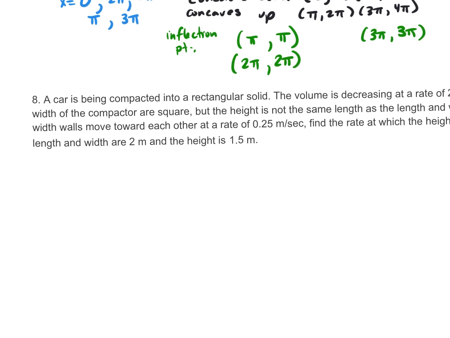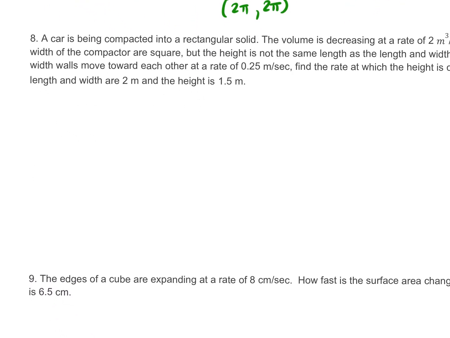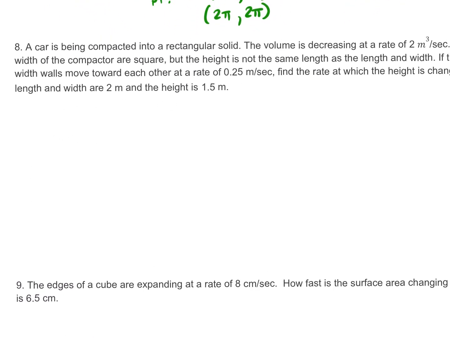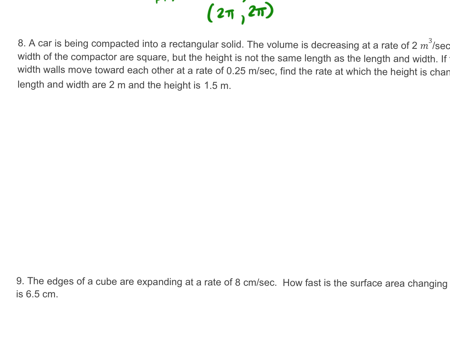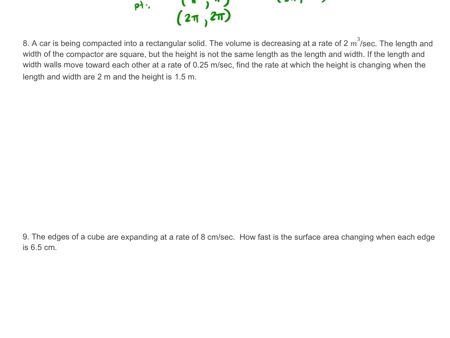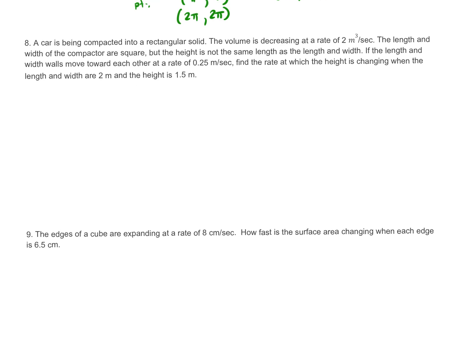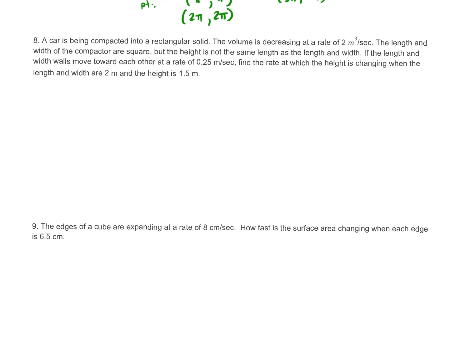All right, now we're going to look at some of our word problems. We have the old related rates, which was from section 1. We'll talk about some optimization problems as we finish this up. So this is a car being compacted into a rectangular solid. The volume is decreasing at a rate of 2 cubic meters per second.